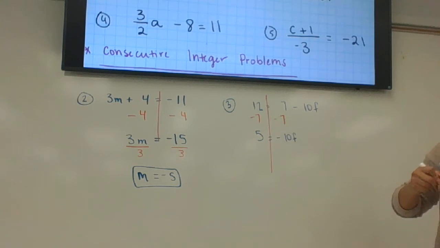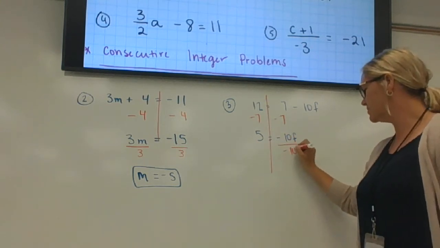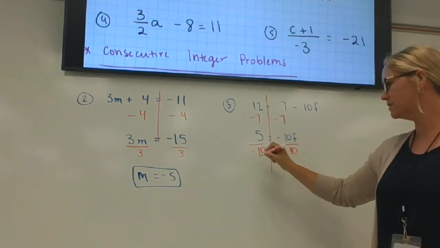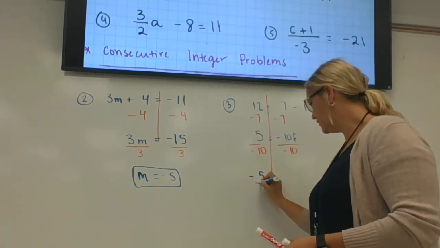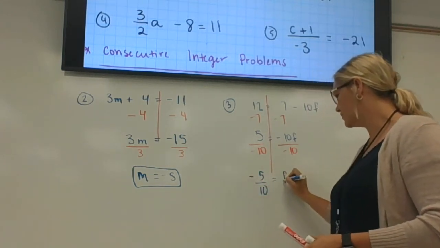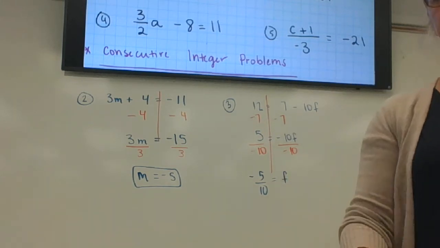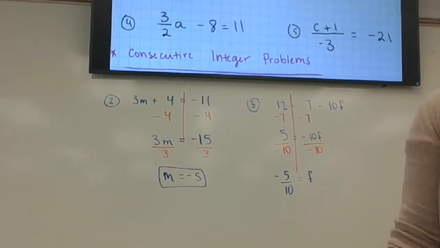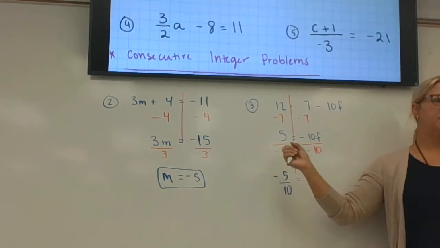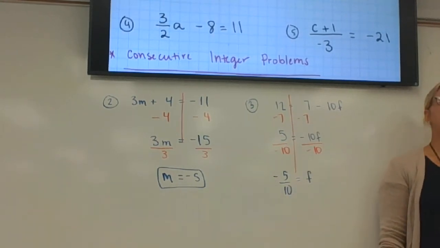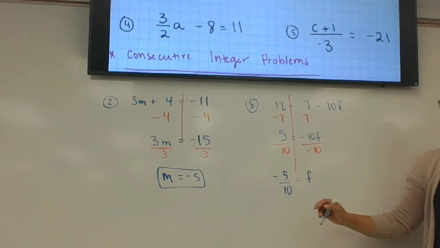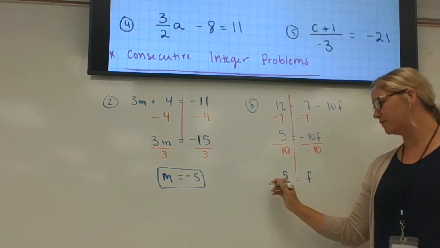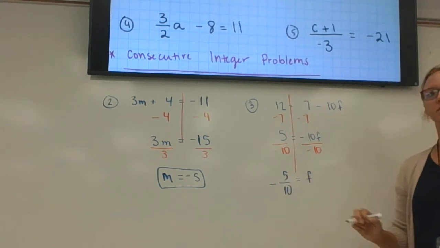10 times F. In order to cancel out multiplication, we show division. And we have -5 over 10 equals F. Now notice that the 10 was negative, and then when I rewrote it, I brought the negative to the numerator. That's just common. Typically, we don't like negative denominators. And if it was typed in the textbook, that negative sign would be perfectly in line with the fraction bar.